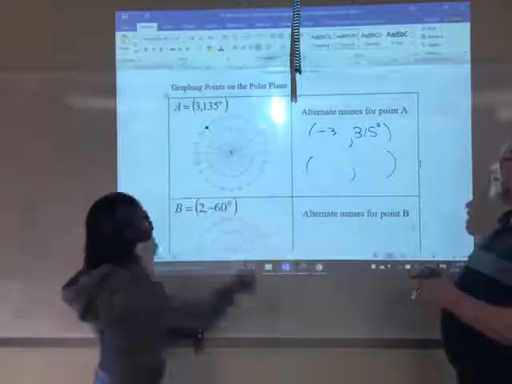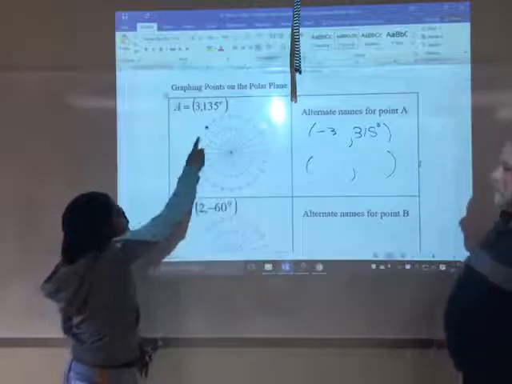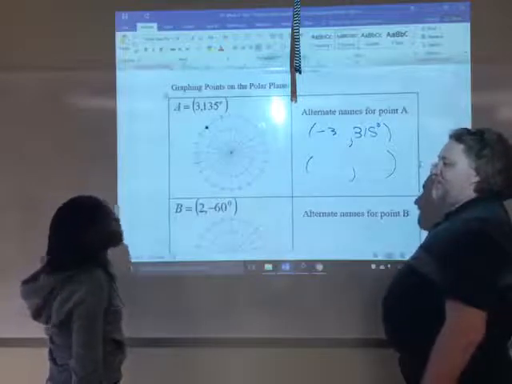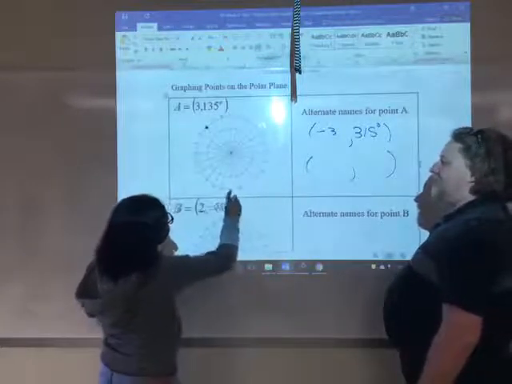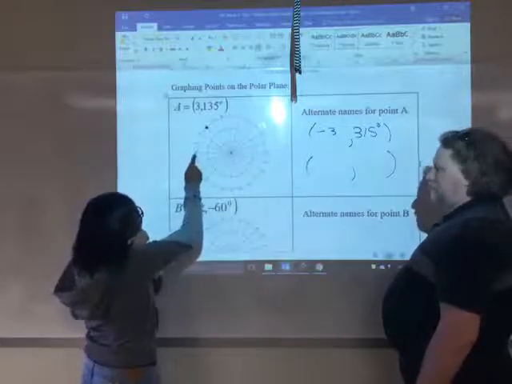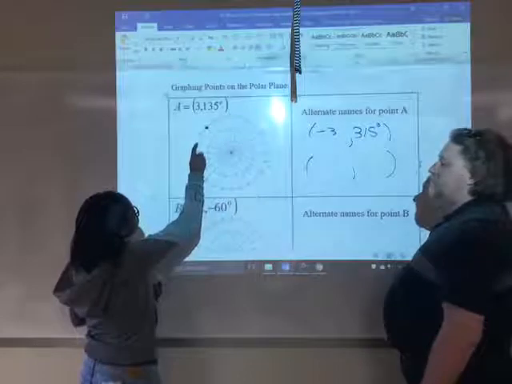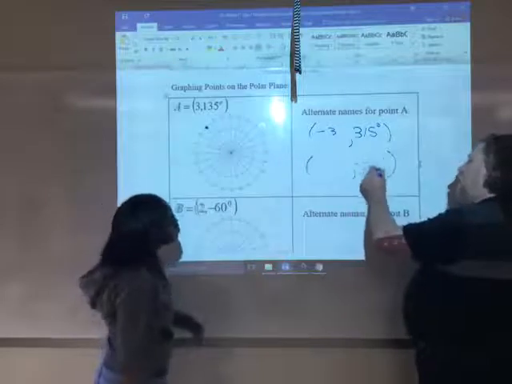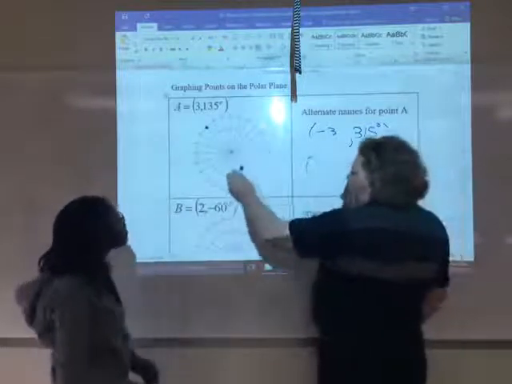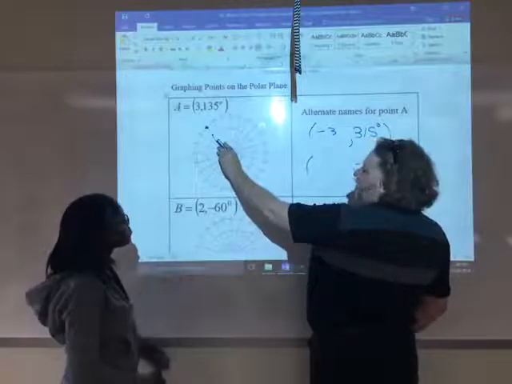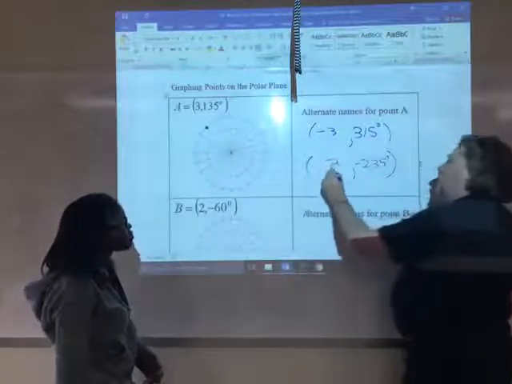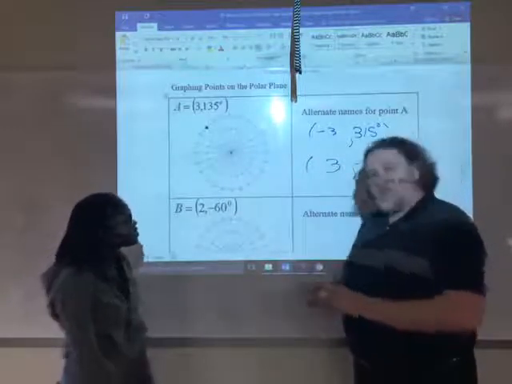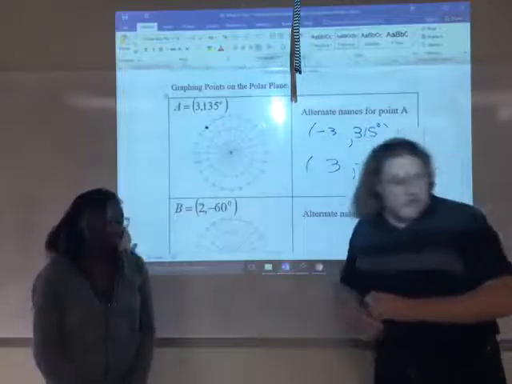We could go clockwise to get here. Would you like to guess what that angle is? Okay, so this would be negative 90. Negative 180. This would be negative 185. Negative 210. Negative 235. Negative 235 degrees. And if you went around this way to get to it, would that be a positive radius or a negative? Positive radius. So there we go, folks. Two other ways to record the same point. Let's do one more of them, and then I'm going to leave C for you to try on your own.